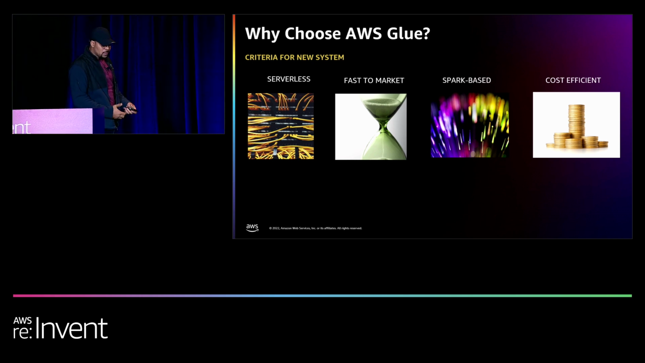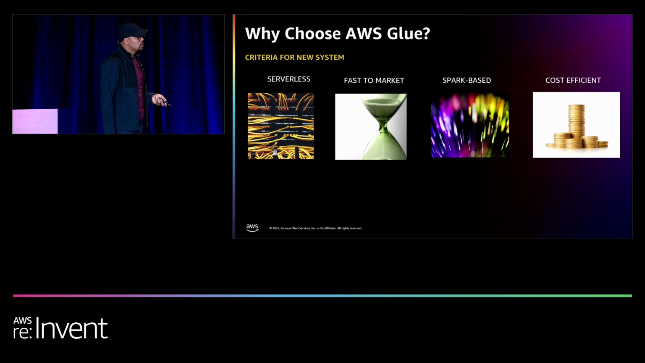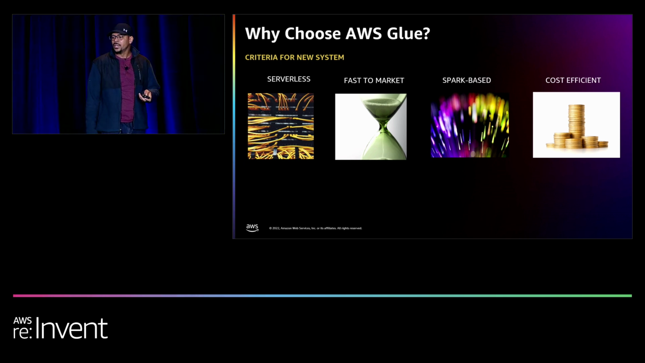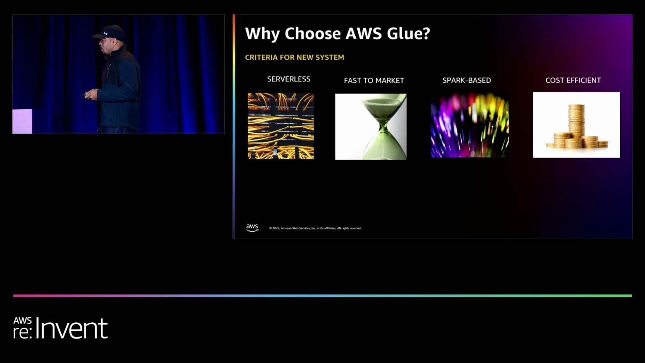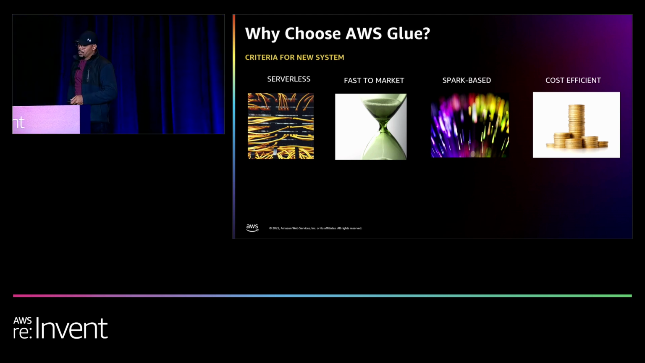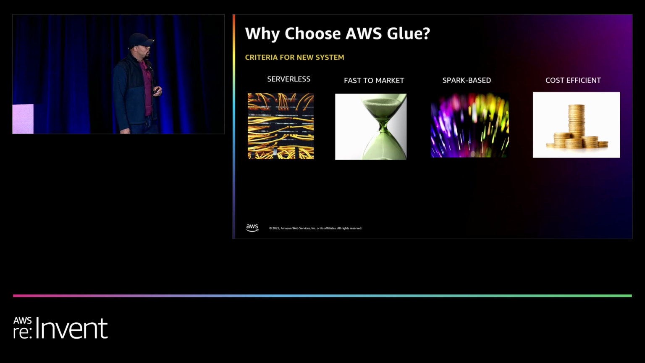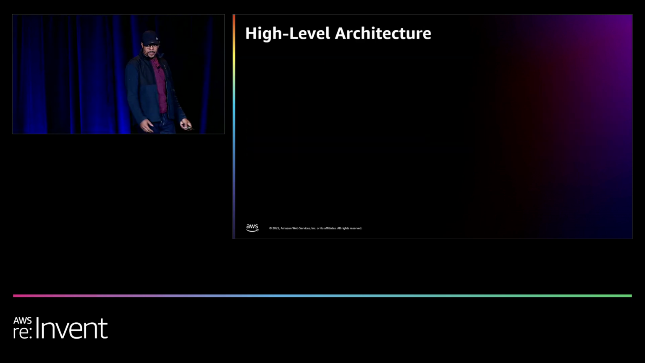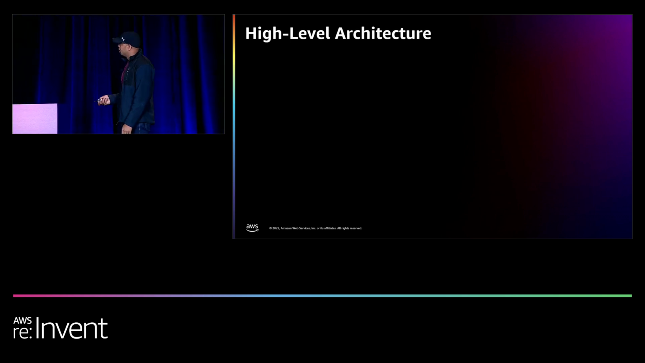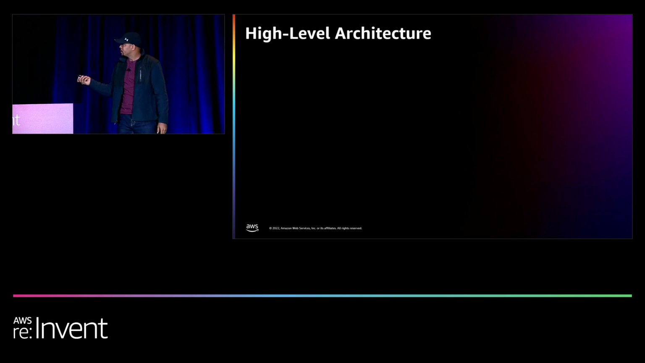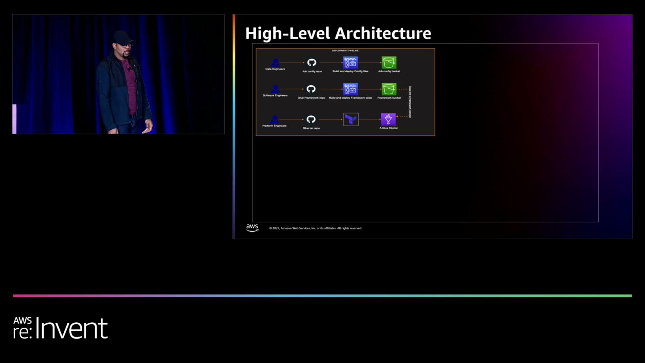I think this is not as important, but cost efficiency was also a play. We didn't want to spend more than we had before. It needed to be lower or about the same. So with that being said, let's jump into some of the technical aspects. So this is our high-level technical architecture.